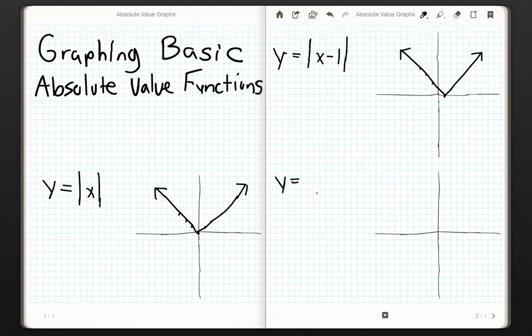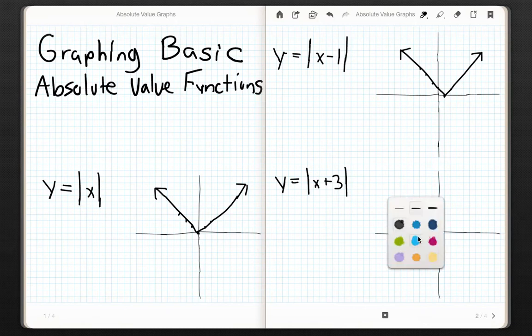Okay, y equals the absolute value of x plus 3. So, how do we get y to be 0? Y will be 0 if this whole thing in the absolute value is 0. So in order to make x plus 3 0, x will have to be negative 3. So if x is negative 3, y is 0. So that's where we start. And once again, we're just going to go up with our standard V shape. Slope of 1 going in that direction. Slope of negative 1 going in that direction.